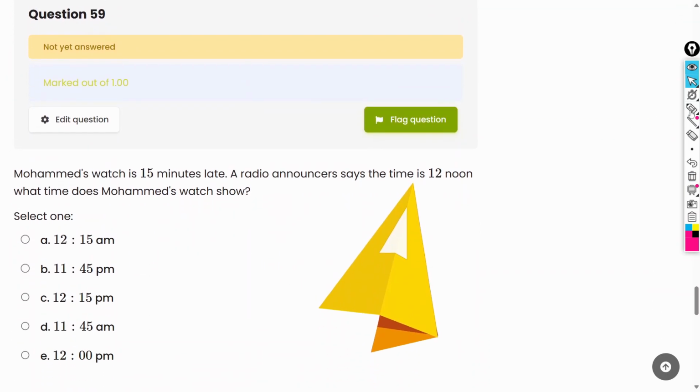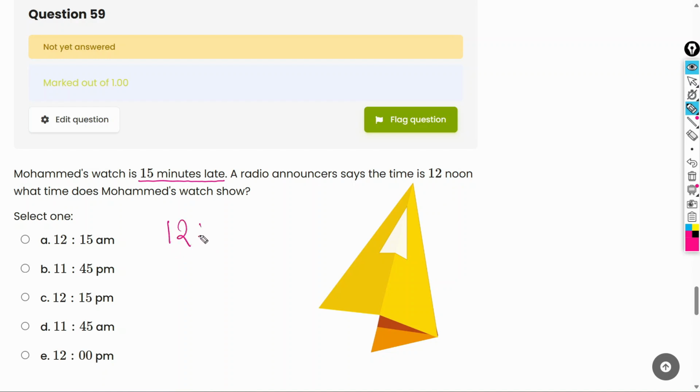Mohammed's watch is 15 minutes late. A radio announcer says the time is 12 noon. What time does Mohammed's watch show? If Mohammed's watch is 15 minutes late, it means that it is 15 minutes behind the normal time. So to find out the time that his watch shows, we should subtract 15 minutes from 12 noon.